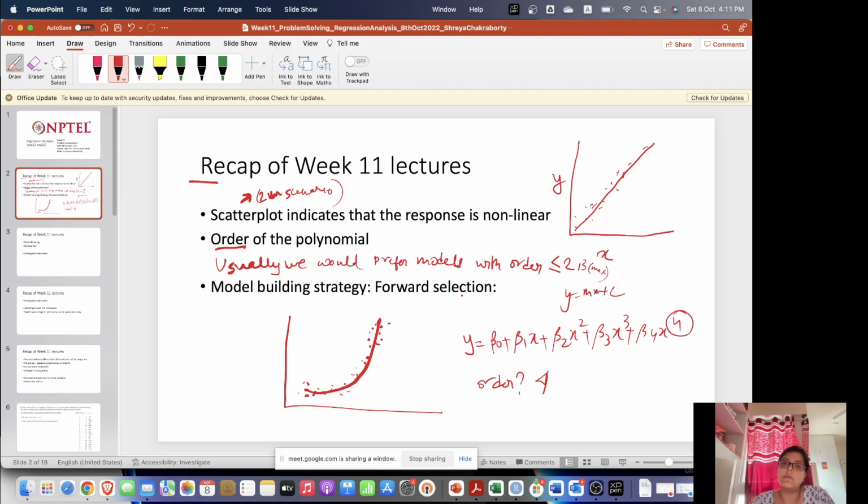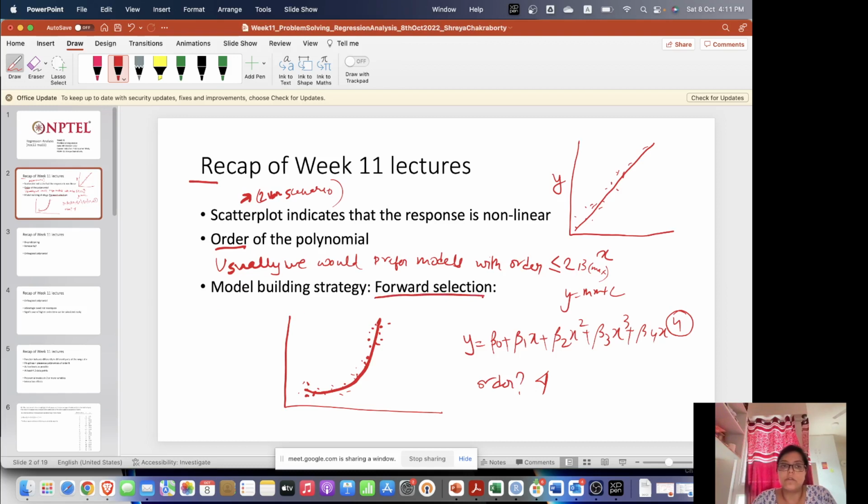First we would go for some kind of transformation if it can be linearized. If not, then we would go for a polynomial fitting, and we would prefer models with order of the polynomial less than equal to 2 or 3. And the model building strategy is forward selection.